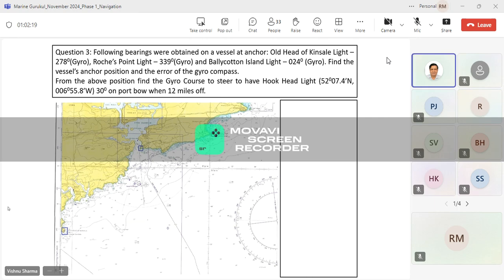What should you ideally pair? Which light should you pair? You should pair the middle one with the nearby one, the middle one with the one on each side of it. Now the middle one is the Roche's here.